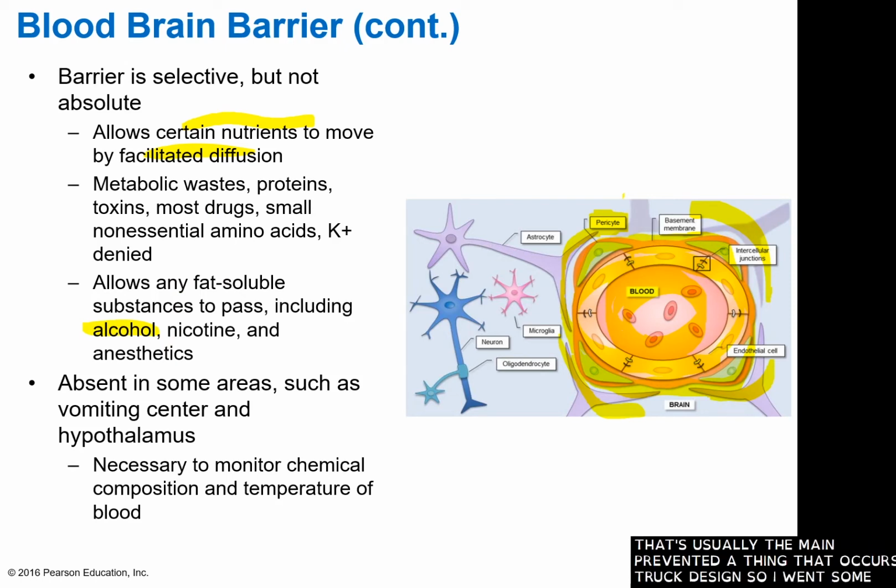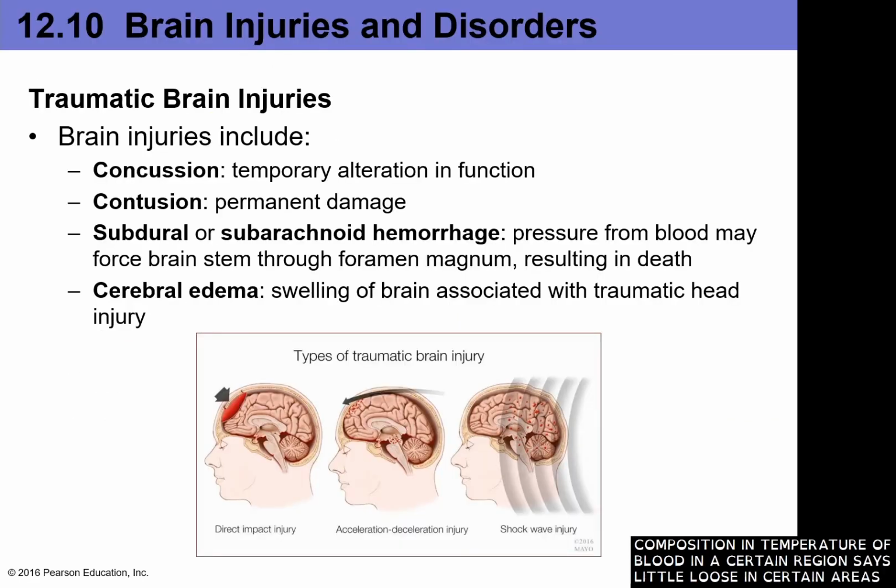So when something works amazingly well in a petri dish, and then they realize this drug won't pass the blood-brain barrier, that becomes a big issue, because then if it's a drug that's supposed to have an effect in the brain, it could be a problem then. So this is absent in such areas though. So like the vomiting center, where we need to monitor the chemicals coming in and out. So it's monitoring the chemical composition and temperature of blood in certain regions. So it's a little loose in certain areas.